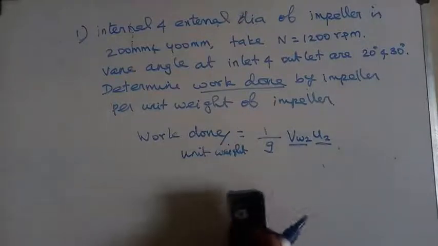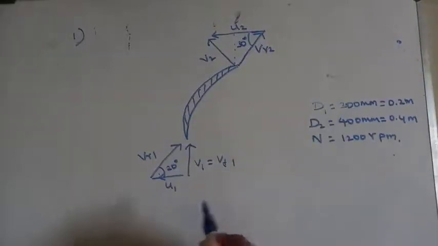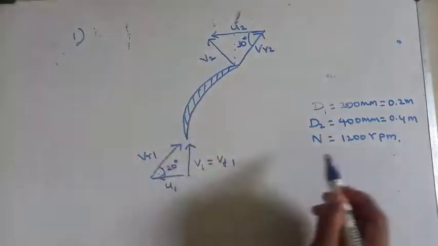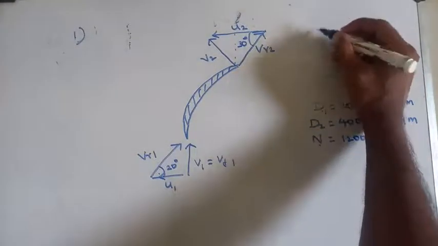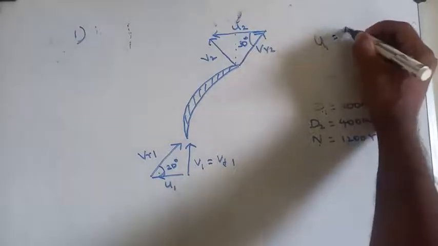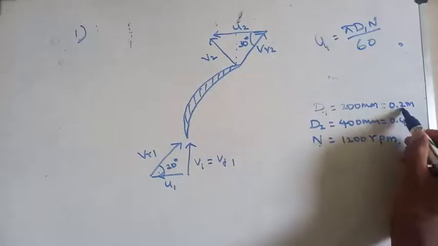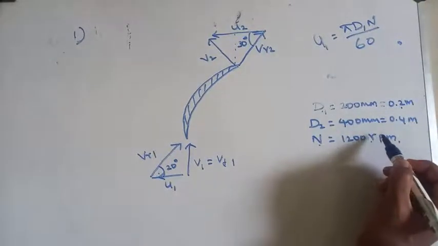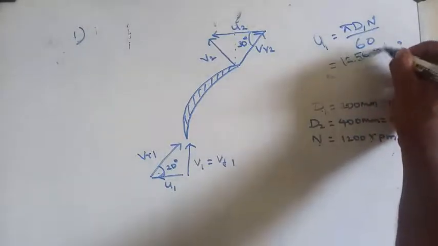Now I am erasing this and making the diagram. If I make the diagram, then we will get everything perfectly. This is the velocity triangle diagram for this problem. D1 is given, D2 is given, N is given. By using that, I can calculate U1, which is pi D1 N by 60. If I substitute the D1 and N values, I get U1 as 12.56 meters per second.